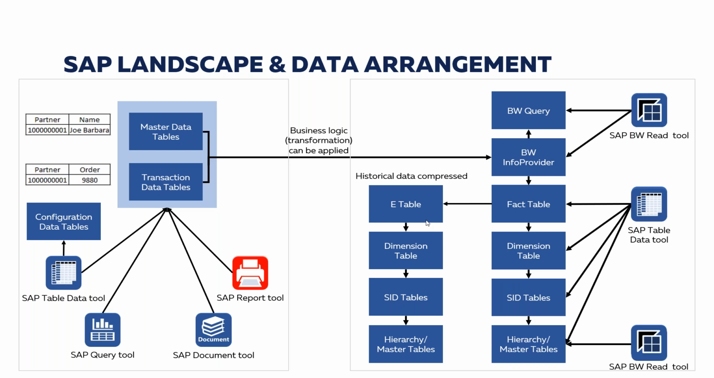So let's see how this relates to the tools I've been talking about. So out here on the left-hand side as an outlier, we have our configuration data tables. This data is not typically passed into a BW environment and is best accessed using our SAP table data tool. So if you did need to access data associated with, say, a pricing procedure, then we could use the SAP table data tool to access that data. Similarly, we could use the table data tool to access data from our core customer tables, our core vendor tables, our GL account tables, as well as the underlying transaction tables as well. So this is very commonly used and a very easy way to get data from the system.